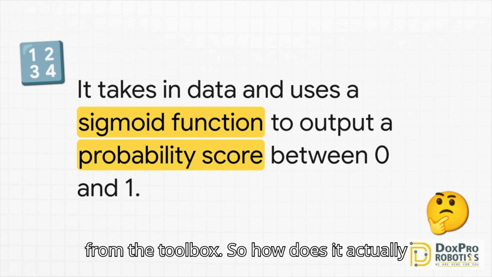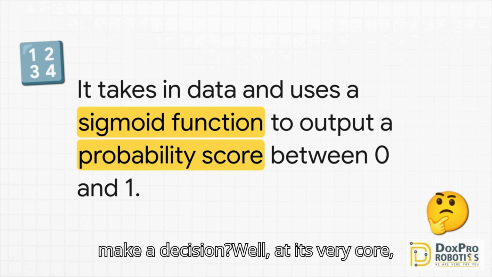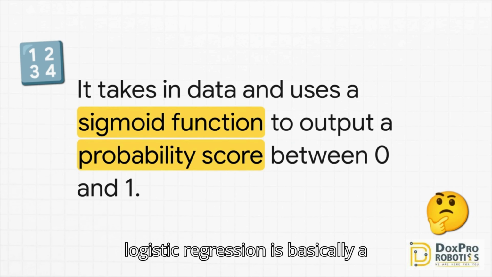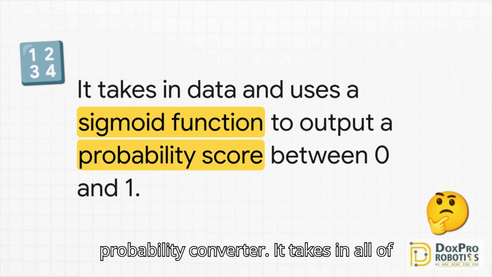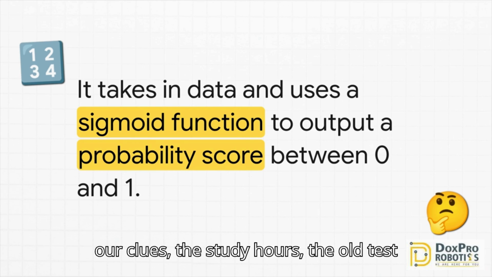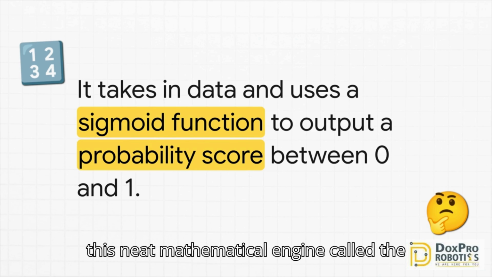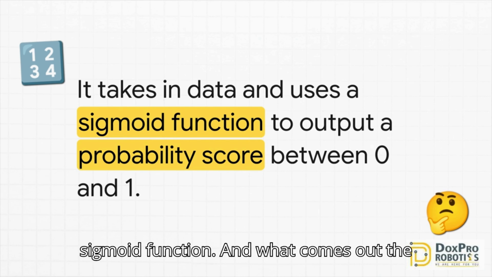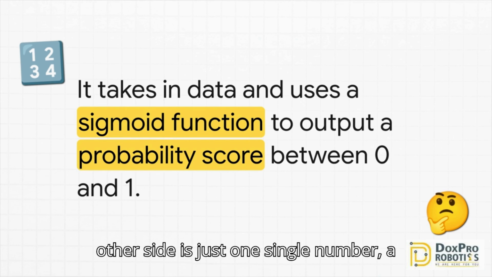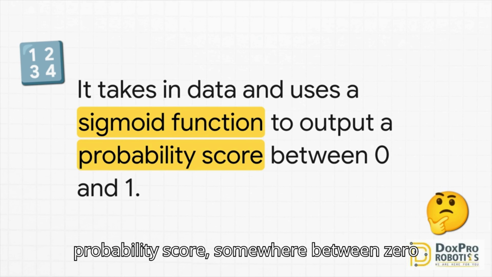So, how does it actually make a decision? Well, at its very core, logistic regression is basically a probability converter. It takes in all of our clues, the study hours, the old test scores, and it funnels it all through this neat mathematical engine called the sigmoid function. And what comes out the other side is just one single number, a probability score, somewhere between 0 and 1.